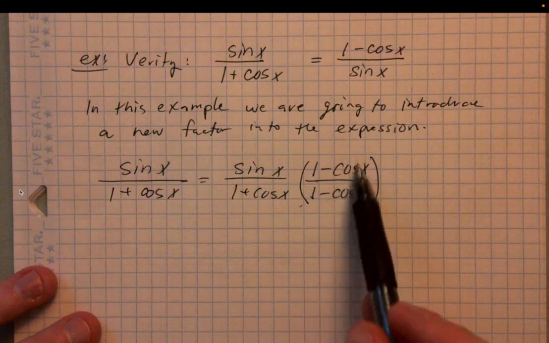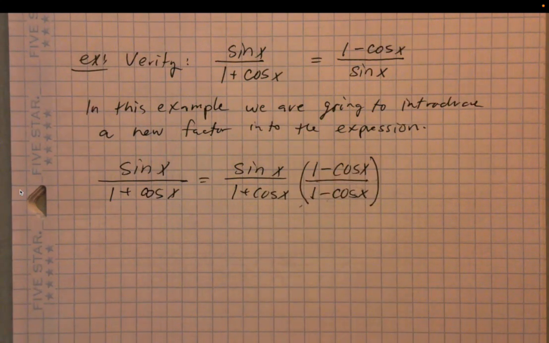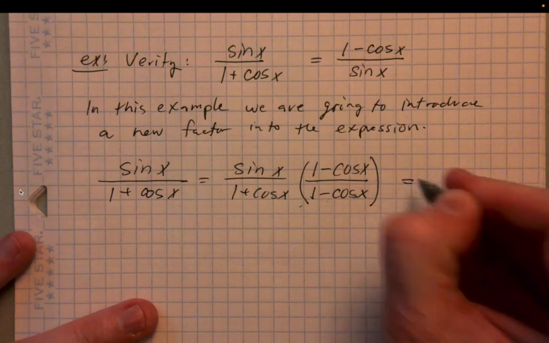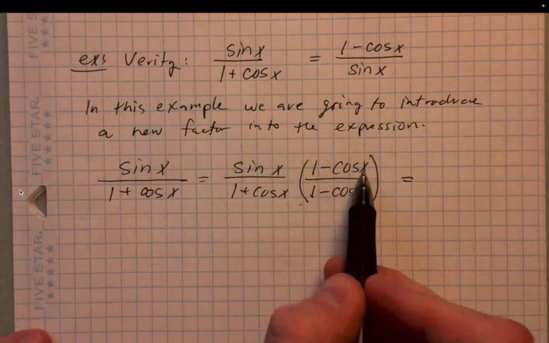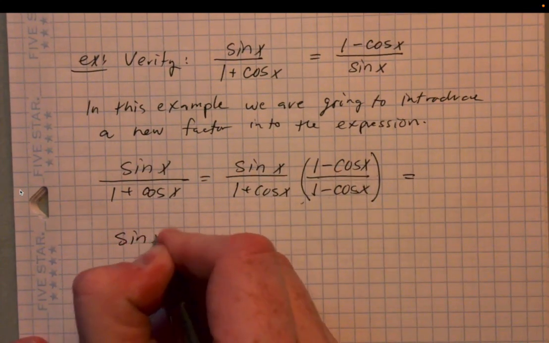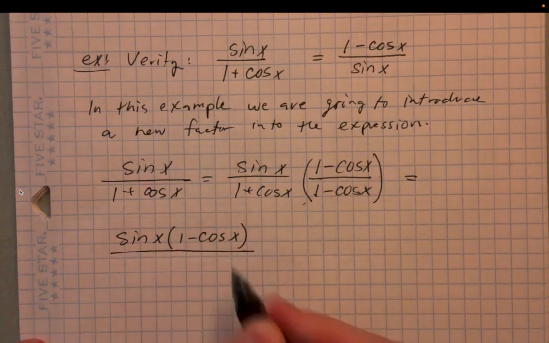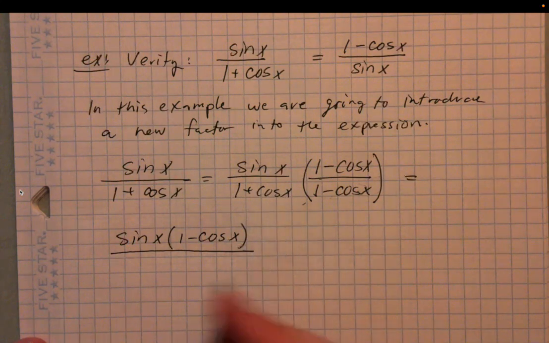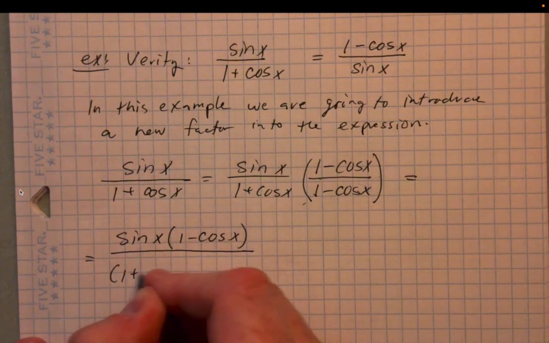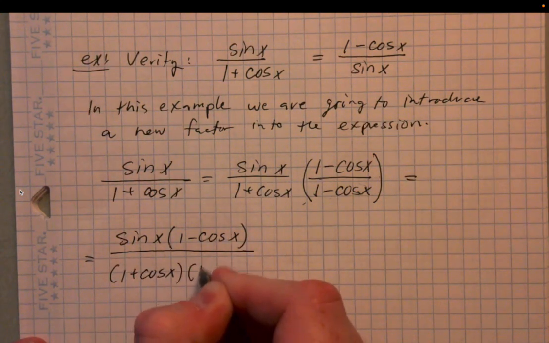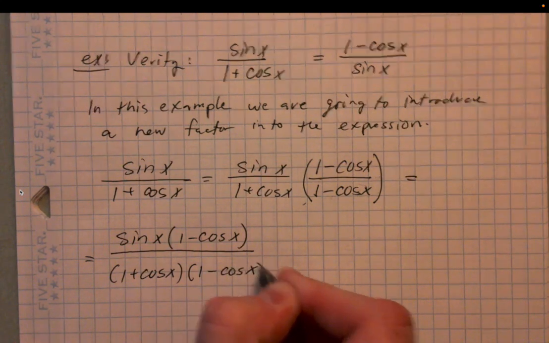We need something from these terms, okay? And so what ends up happening here, let's take it kind of slow. What I'm going to do is multiply the numerator. So I get sine of x times 1 minus cos x. That's my numerator now. And my denominator is 1 plus cos x times 1 minus cos x.